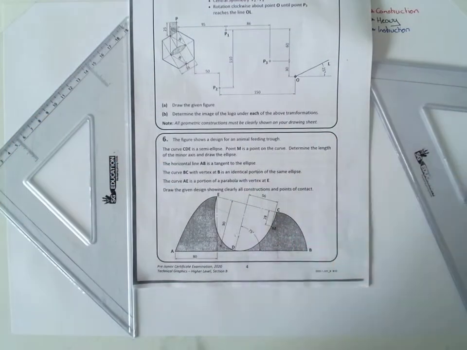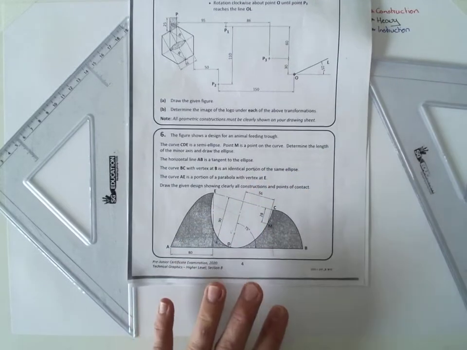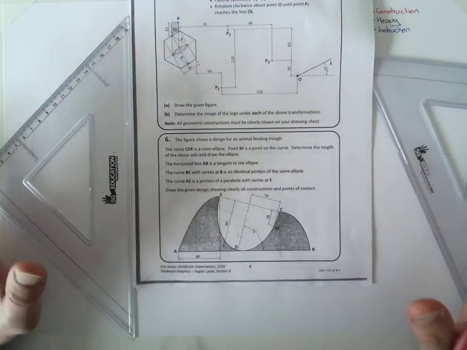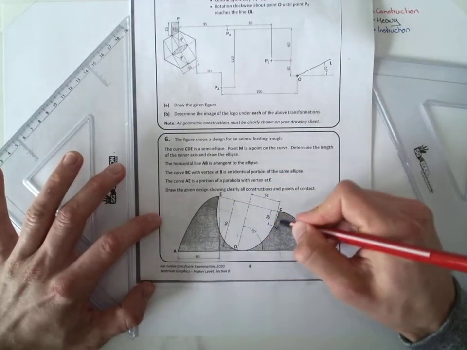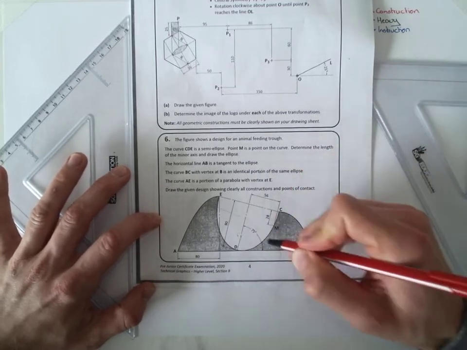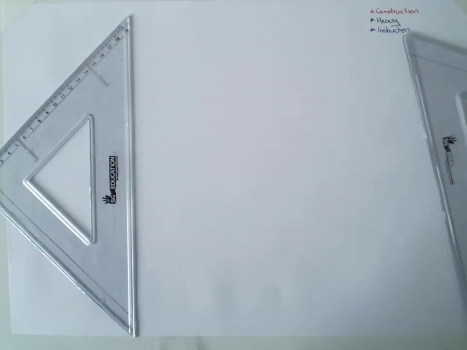So first things first, I'm going to draw the semi-ellipse. I'm going to ignore that horizontal line AB first. I know the first thing to do would be to draw that AB, but because it's a tangent, I'm not going to draw it just yet. I'm going to try find this ellipse first. So first things first, I'm going to try find the axis, and I know it's at 75 degrees. So I'm going to use my protractor to find 75 degrees first and take it from there.